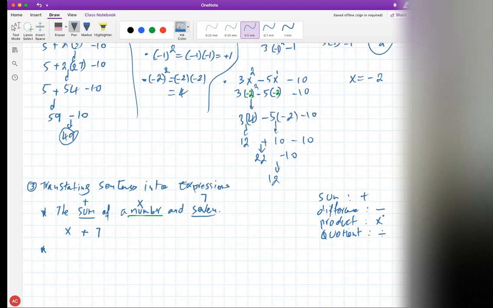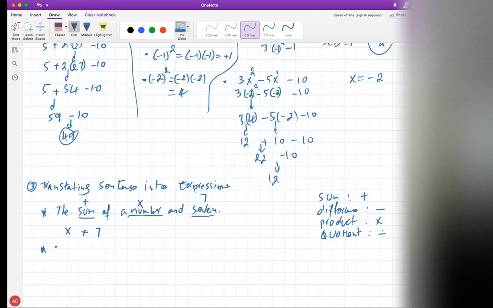Product means multiplication. But you put the multiplication on the number. This is just X for the number. So we can use X or N or any letter. Just label it, basically.